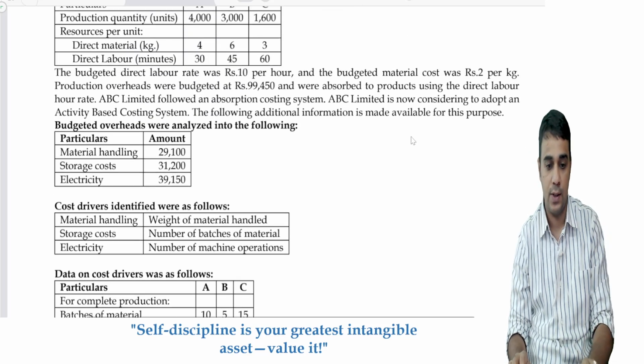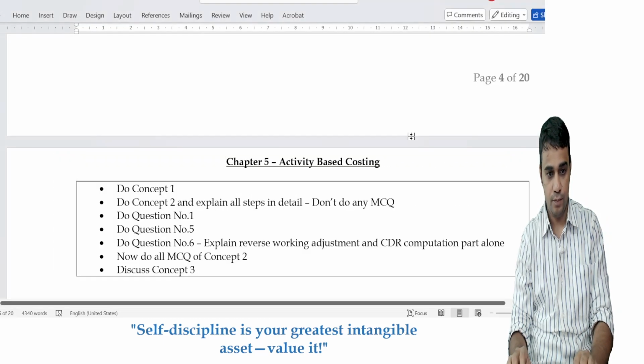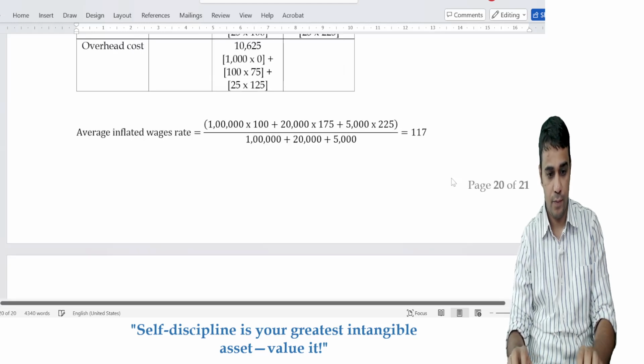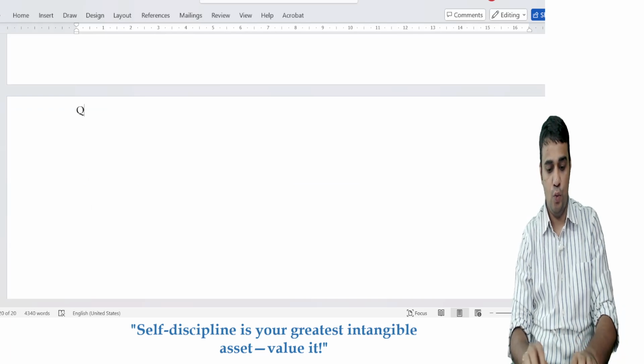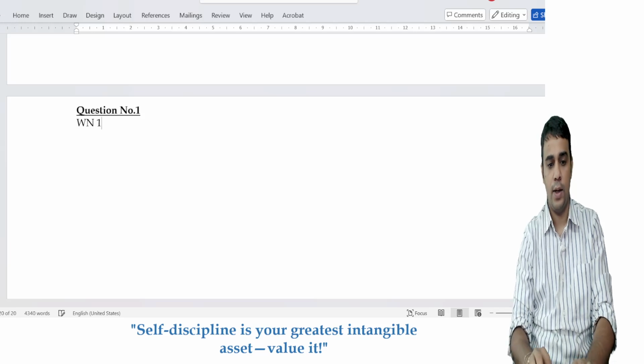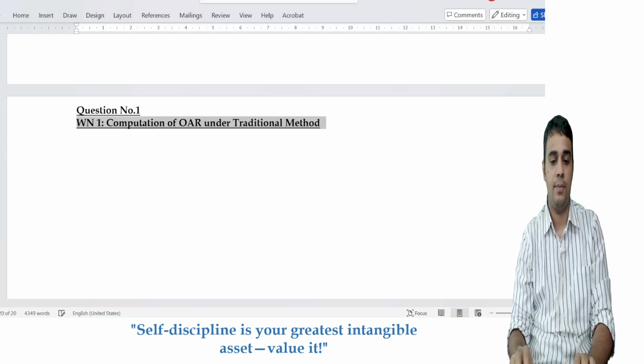Clear? Any doubts on this? Let's start. Working note 1. You will need the question. I'll not be able to keep shuffling between the question and this. Working note 1, computation of OAR under traditional method. It's a format driven chapter.